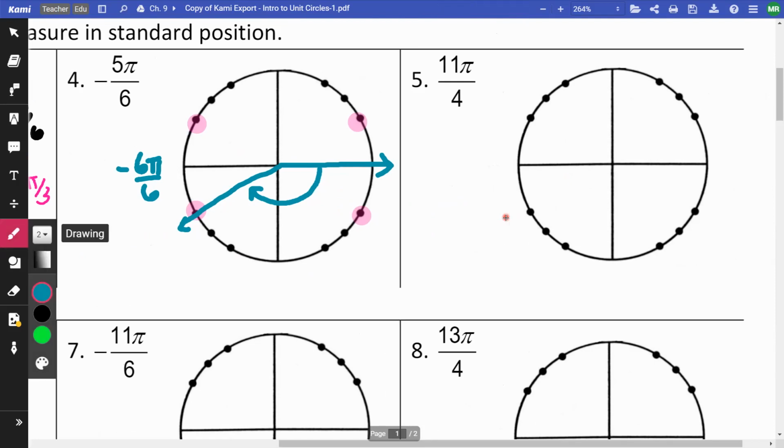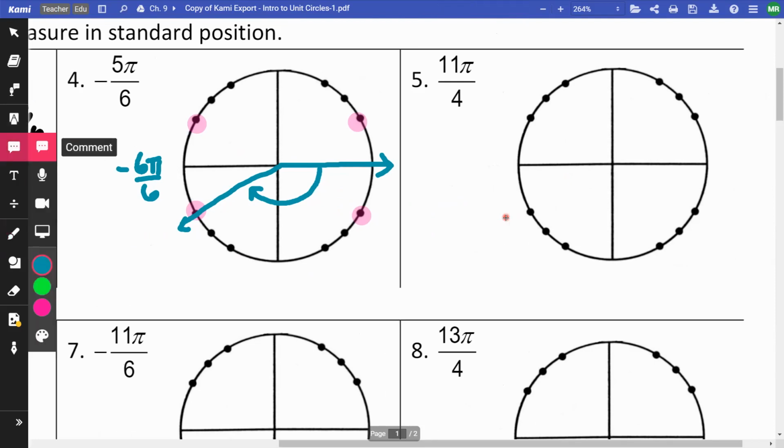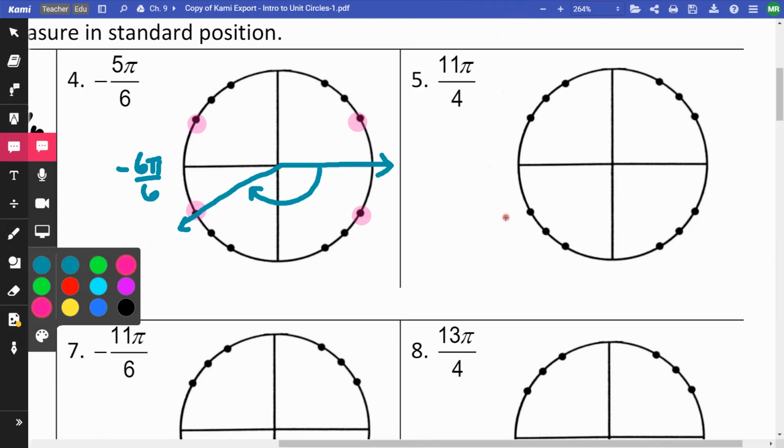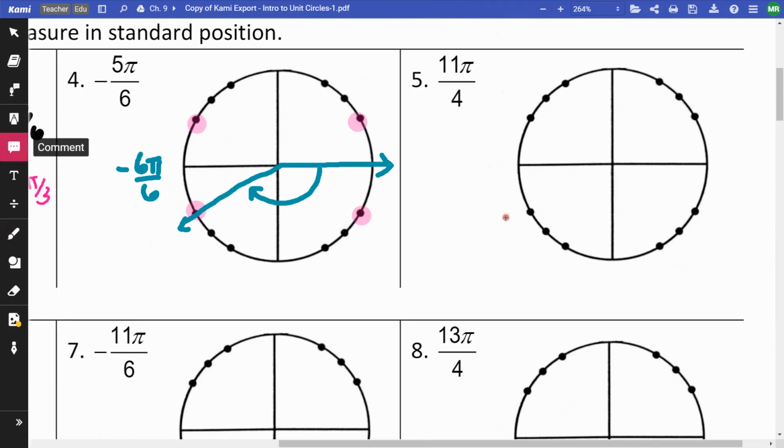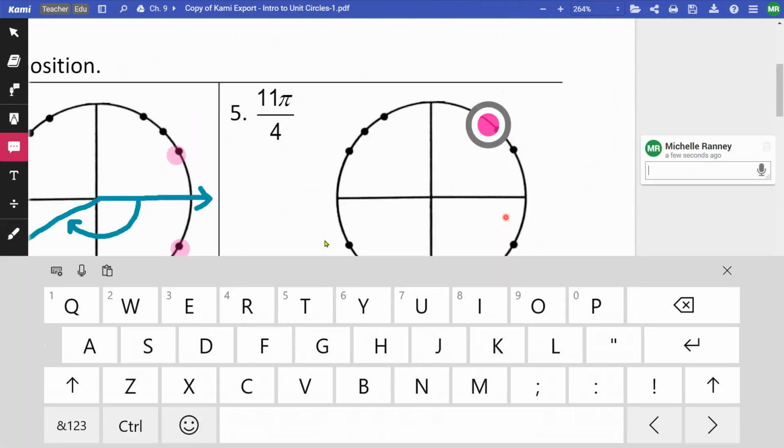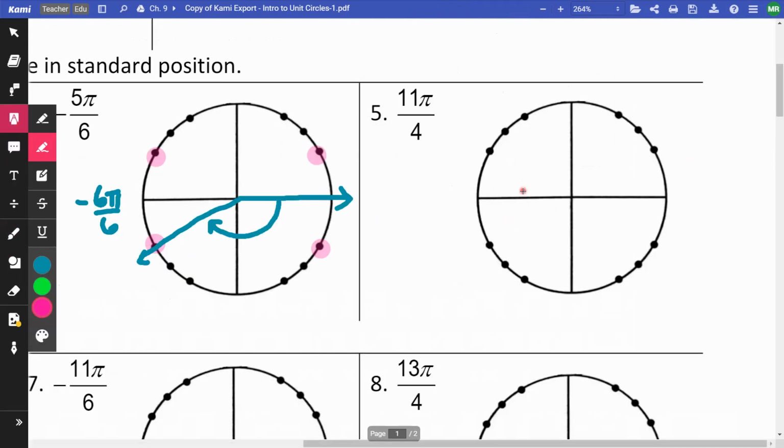On number 5, this time we're dealing with fourths. My fourths are the ones that are the middle ones. Those are the ones that would be like at 45 degrees, which is halfway between 0 and 90, okay?